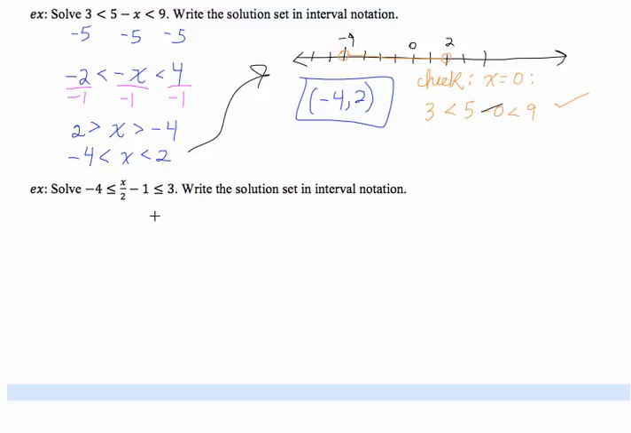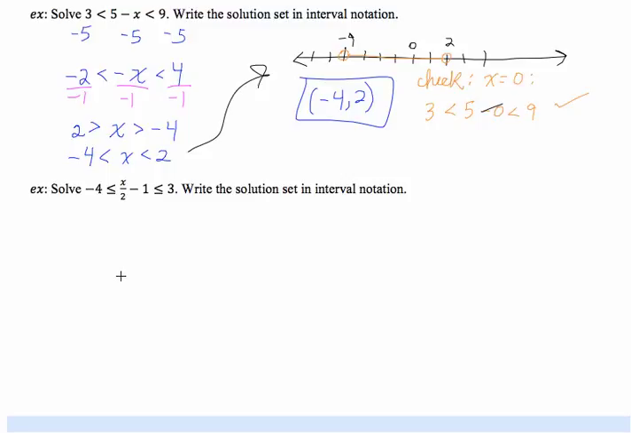And let's do another one like that. Solving this double inequality for x, first to all three parts, we need to add 1. So negative 4 plus 1 is negative 3. It's less than or equal to x over 2. It's less than or equal to 4. Now we multiply both sides by 2. However, it's just positive 2, so no signs get reversed here. So negative 3 times 2 is negative 6. That's got to be less than or equal to x, which is less than or equal to 8.